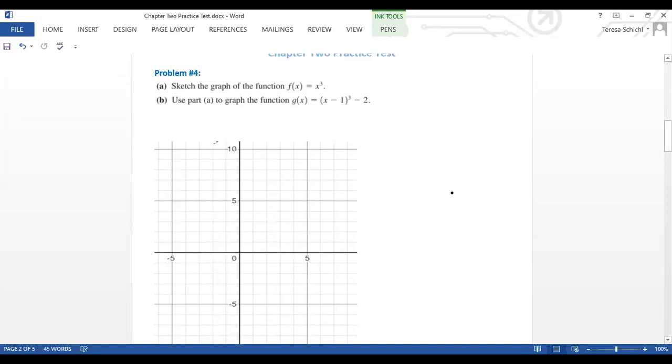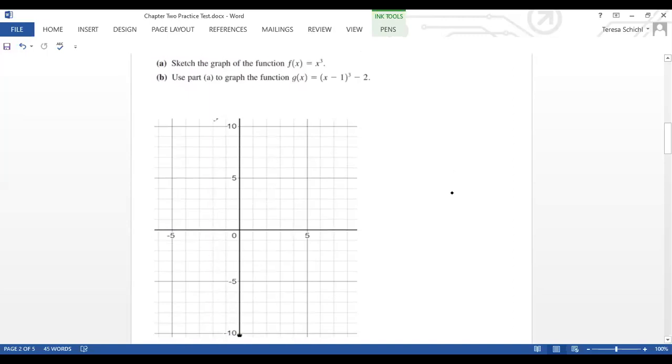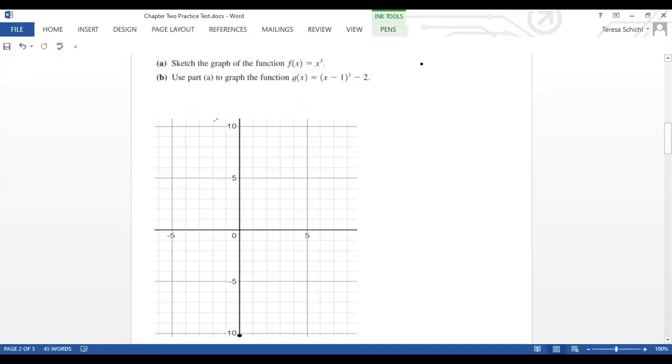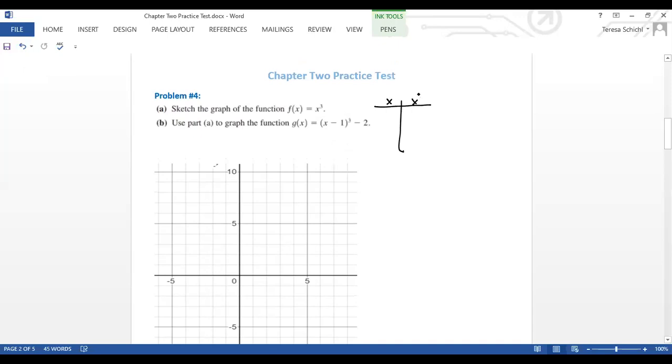Okay, let's take a look. Number 4 here, we want to sketch the graph. So this is the cube function. Remember, when we try to do this, we always start with what? A few key points, right? So I hope you still remember the key points for the cube function. So here, the key point for the cube function, this is x, and this is x cubed, right?